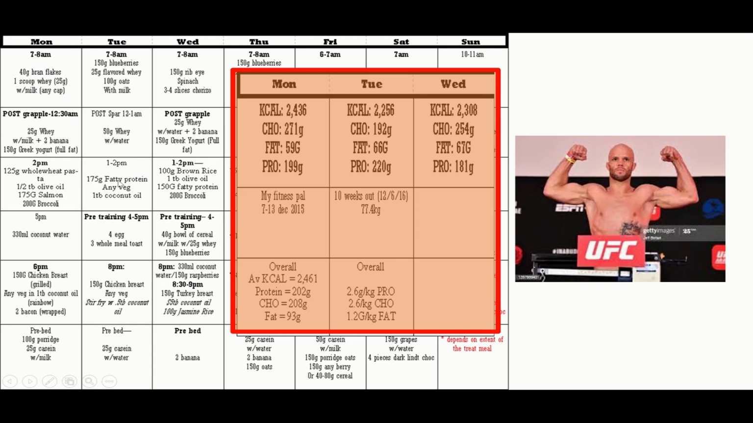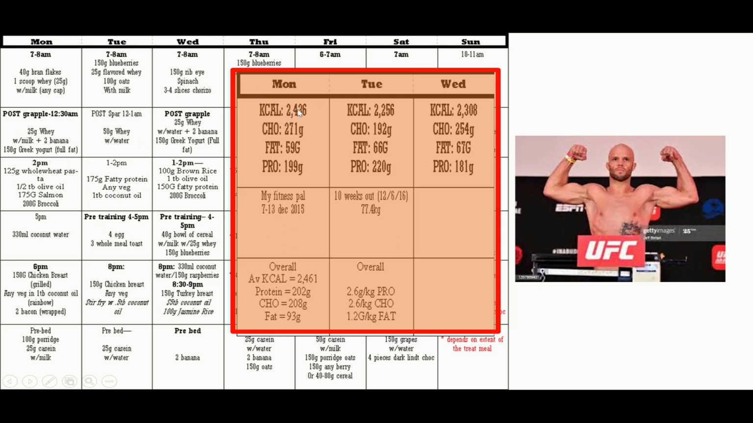You can even see that there are some instances, for example here, where I've just put the word fatty protein. So what I actually do is provide them with a nutritional choice sheet, and whenever it says fatty protein or vegetables, they can go to the food list which I've provided, and depending on how they feel that day and what they want to eat, they can make their own decision.